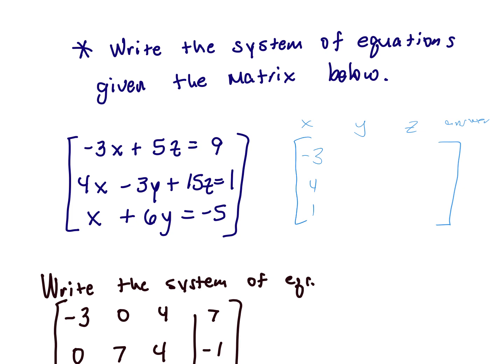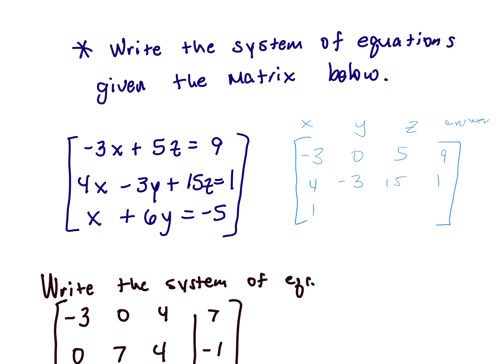Perfect. If you want to go left to right, let's just do the first equation. What's the coefficient of X? -3. What's the coefficient of Y? 0, because there isn't one. What's the coefficient of Z? 5. And then what's the answer? 9. What about the second equation? Coefficient of X is 4. What's the coefficient of Y? -3. What's the coefficient of Z? 15. What's the answer? 1.